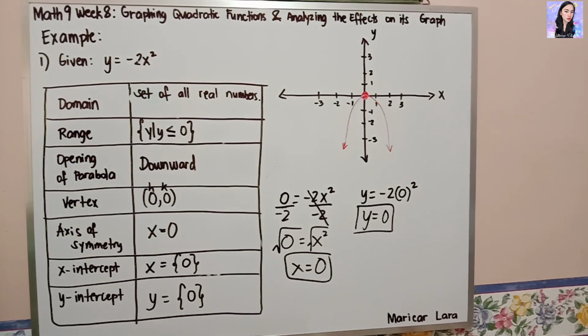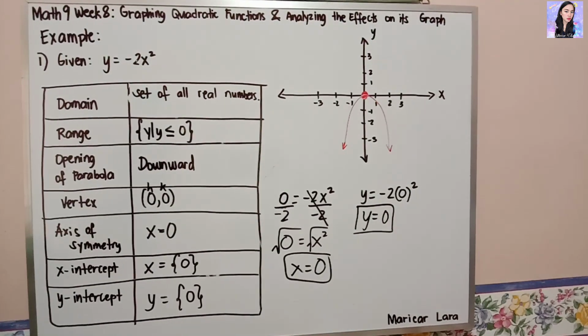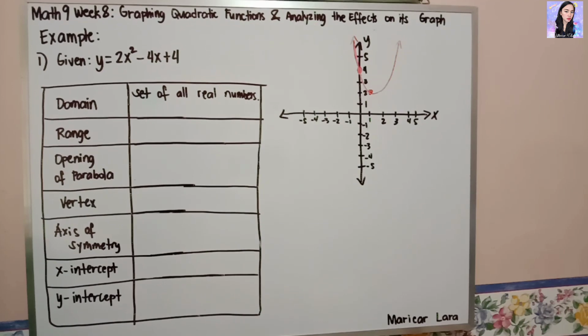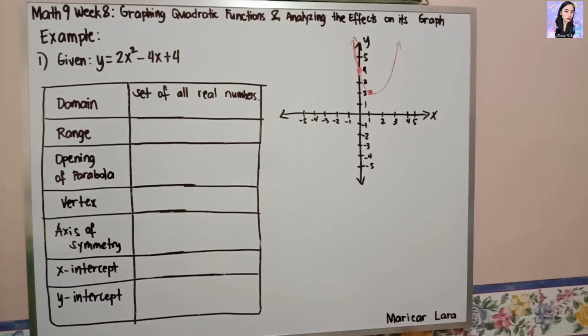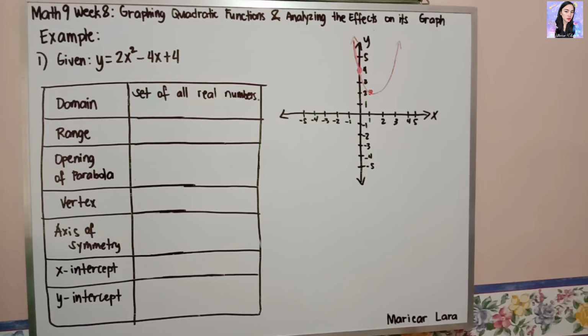So now, let's have example number 2. Example number 2, given y equals 2x squared minus 4x plus 4. So, yung domain, hindi ko na pinaltan. Set of all real numbers pa din. Palagi po yan. And then, next is yung range.